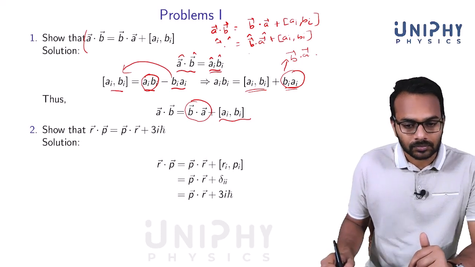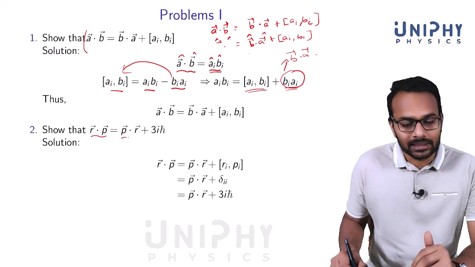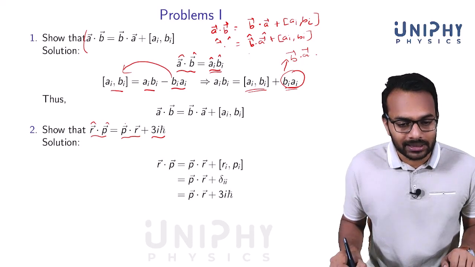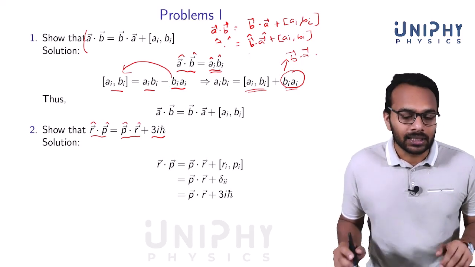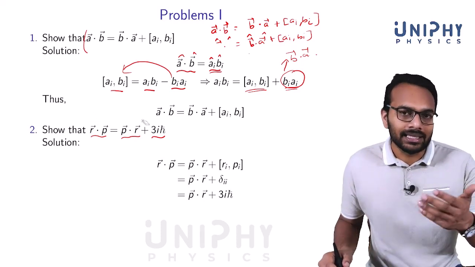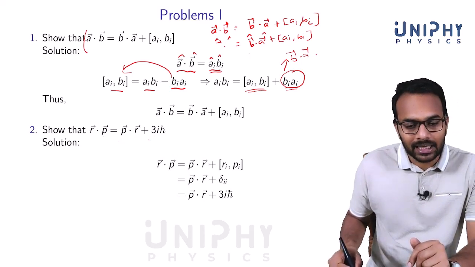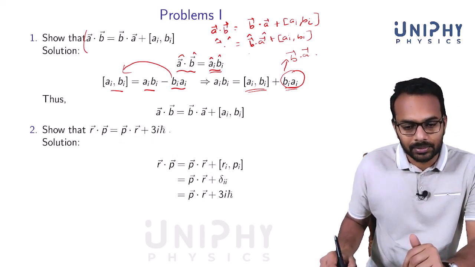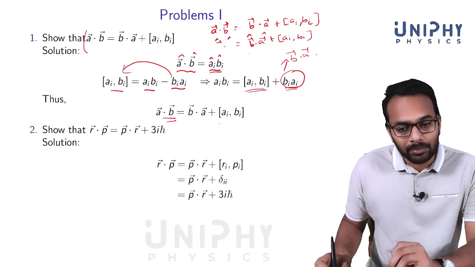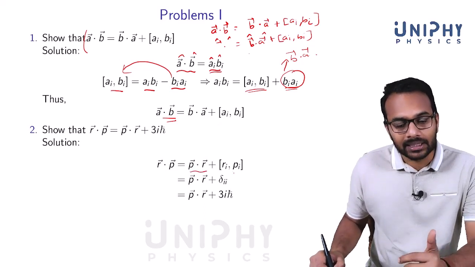Now using this formula, let's show that r dot p is equal to p dot r plus 3i h cross. Again, these are operators, and we are not keeping track of all the hats here because we said from the beginning that these are operators. How do we do this? It's quite simple. For r dot p, we use this formula: a dot b is b dot a plus the commutator ai with bi. So r dot p is p dot r plus the commutator ri with pi.